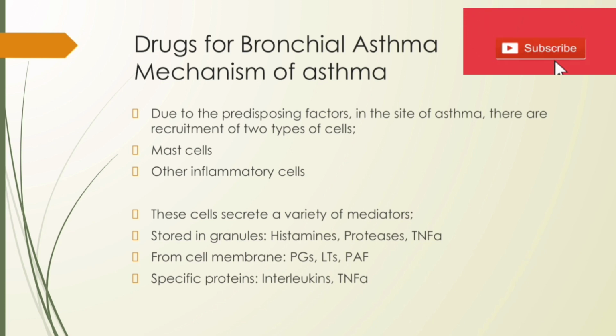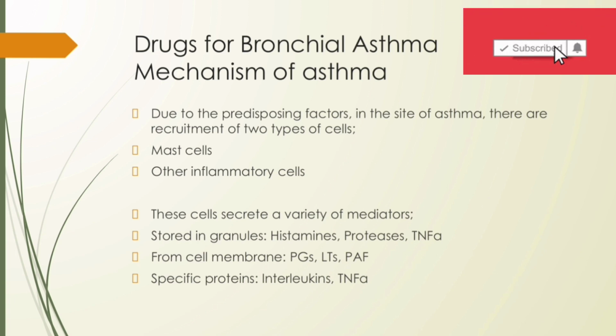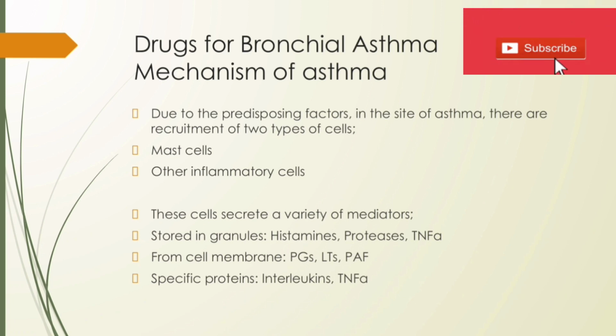This is basically the mechanism of action in bronchial asthma. Due to predisposing factors, what we have seen in the previous slides, at the site of asthma there is recruitment of two types of cells. First are mast cells and another one is other inflammatory cells. So these cells secrete a variety of mediators. The first is release of mediators stored in granules. This happens immediately. It includes histamine, protease enzymes, and TNF alpha, tumor necrosis factor alpha.